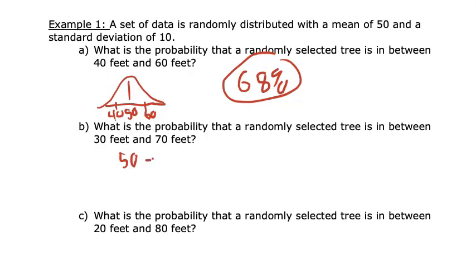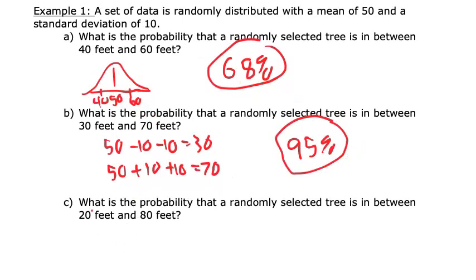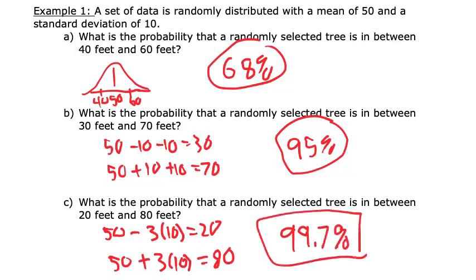You could say, okay, 50 minus 10 is 30, and 50 plus 10 is 70. So it confirms, easy, right? 95% is the answer here. For this last one, it's going to be the same process. You've got 50 minus 3 times 10, which gives us 20, and then 50 plus 3 times 10 gives you 80. So clearly that is exactly what it's asking, 3 standard deviations, so that is 99.7% based on our rule that 3 standard deviations is 99.7%.